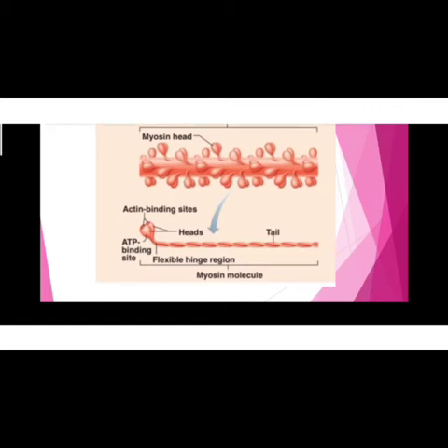Now let's take a look at the structure of myosin. So the myosin has a head. This is the myosin head. You can see here, here, here. This is the myosin head. It has a flexible hinge region and a tail. The myosin head is the most important part because it has an actin binding site as well as an ATP binding site. So obviously in the ATP binding site, when ATP comes and binds and gets split into ADP and inorganic phosphate, that's when the head rises up and goes and binds with actin.